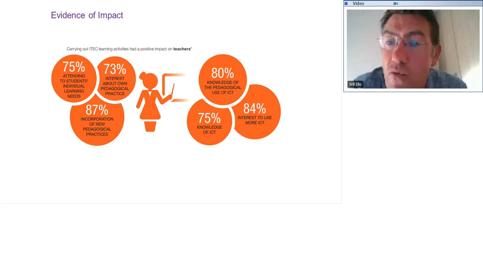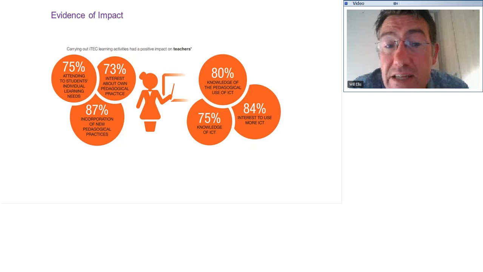We're also interested to find out about how this impacts on teachers, what the result was for them. So if a teacher uses one of these learning activities, how does it benefit and help them? Well, again, there's some really positive results here.